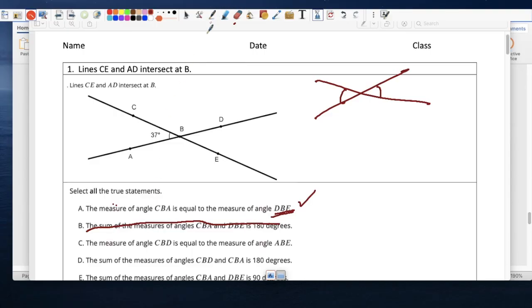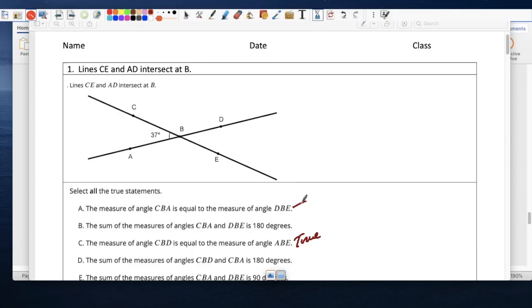Measure of angle CBD. C, B is the vertex, and D, so we're talking about this angle right here, is equal to the measure of angle ABE. And ABE is this guy, right? Angle ABE is formed by these two rays, and they're exactly the same, right? Whatever this angle is, let's call it X. This guy is also X because they're vertical angles. So that's true.